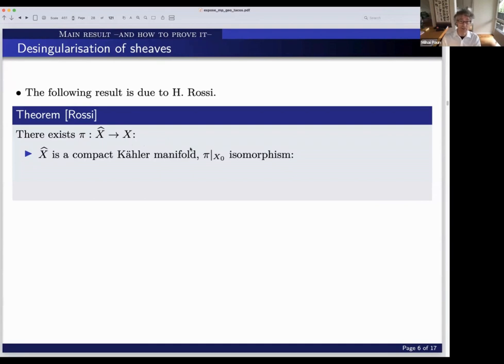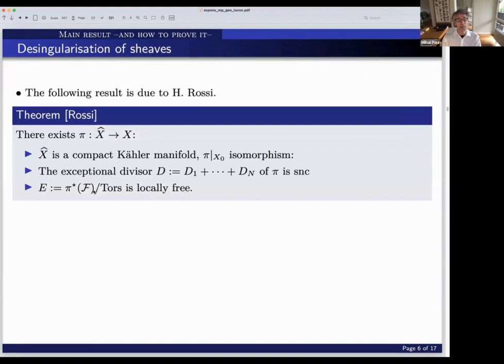where nobody is singular, this is an isomorphism. And the exceptional divisor has simple normal crossings. And then the pullback of F, which is a very unpleasant operation to do, but when you mod out the torsion, then this is locally free. Right, so this is the result of Rossi.